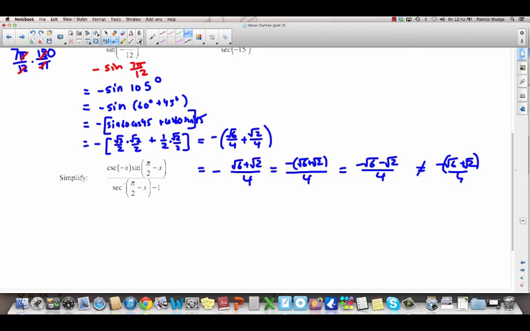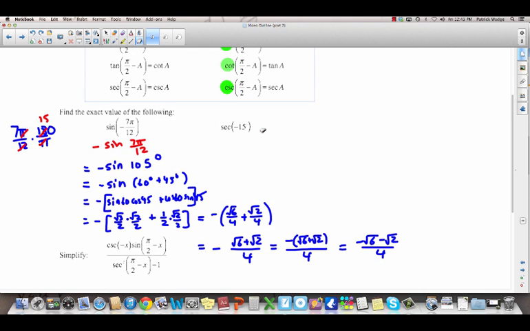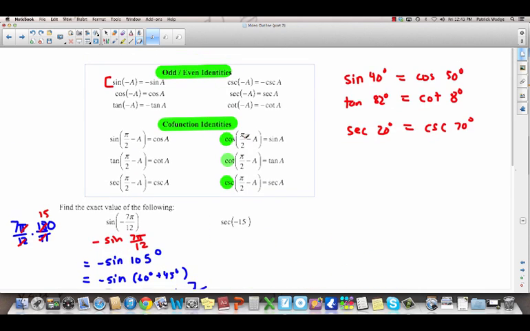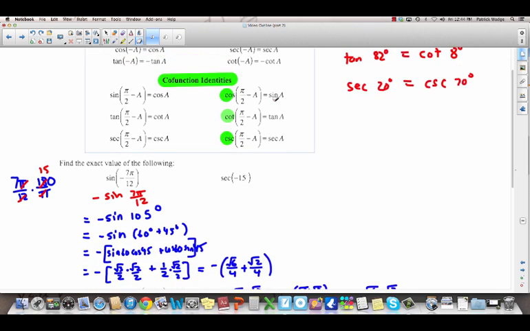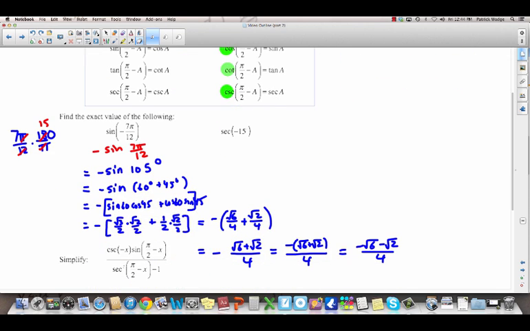Okay, let me get rid of this because we're going to need all the space we can get to solve the next question. Got to get the exact value of the secant of negative 15 degrees. Well, let's start up here and look at secant, and we see that the secant of a negative angle is equal to just the positive secant of the positive angle. This is great. So in fact, our question that we're solving becomes just secant of 15 degrees.